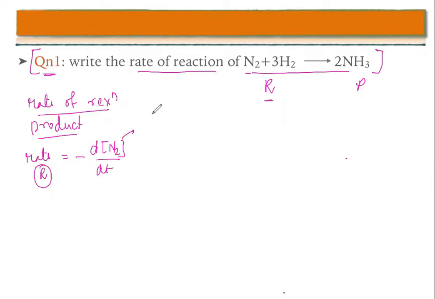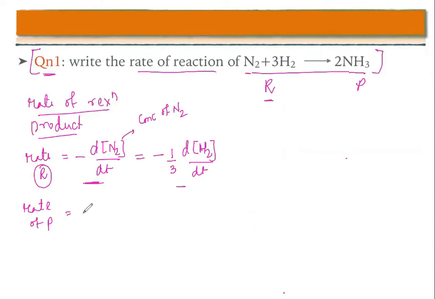This is your concentration of N2. That is equal to the negative rate. Here the coefficient is 3, so we have to multiply by 1 by 3, so negative 1/3 d[H2] divided by dt. Both the nitrogen and hydrogen are going to reduce, so we have applied the negative sign. Next is the rate of the product. The product is our ammonia, right? So I'm writing here positive.